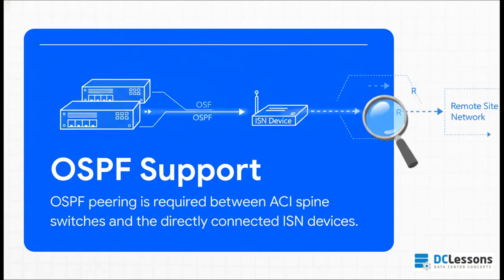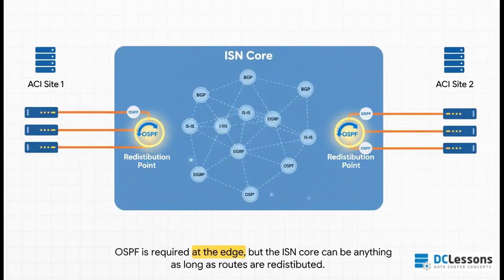Next up, routing. ACI Multisite absolutely requires that you use OSPF for the connection between your ACI spine switches and those first-hop ISN routers. It's how the spines learn how to get to the other sites, and just as important, it's how they advertise their own critical IP addresses into the ISN. Now here's the key takeaway, and you'll want to remember this. While that edge connection must be OSPF, the core of your ISN can run whatever you want. BGP, IS-IS, EIGRP, it really doesn't matter. As long as you're doing mutual route redistribution between OSPF and whatever your internal protocol is, the reachability info will get where it needs to go.